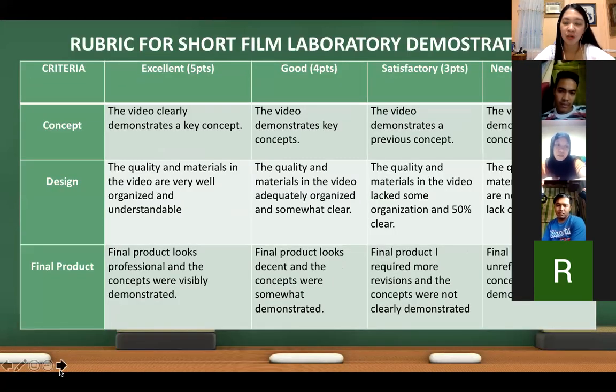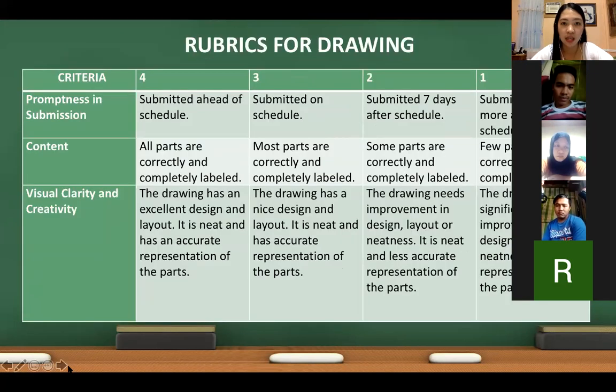And for the laboratory demonstrations, you'll be rated as follows. Yung mga video presentations, aside doon sa topic, you will be asked to make a video presentation of the laboratory activities na gagawin ninyo. You will be rated based on the concept, on the design, and the final product na maproproduce ninyo. And for the drawing, you will be rated based on promptness in submission, content, visual clarity, and the creativity of your drawing.